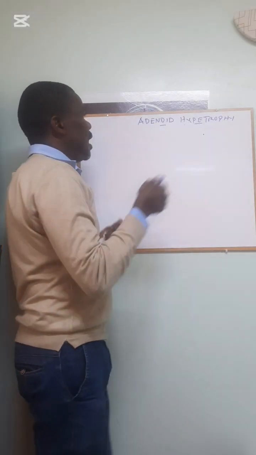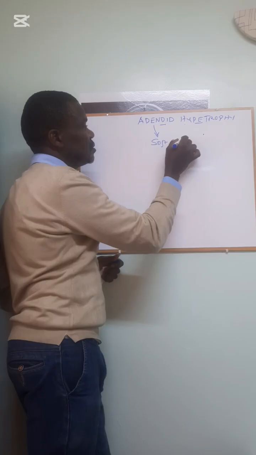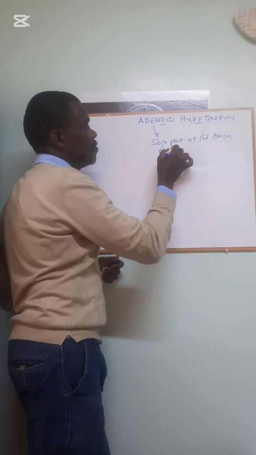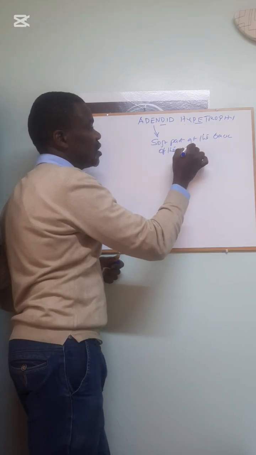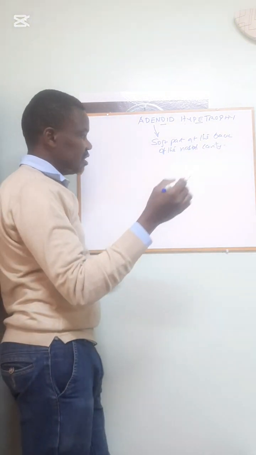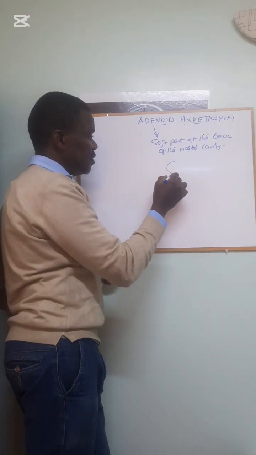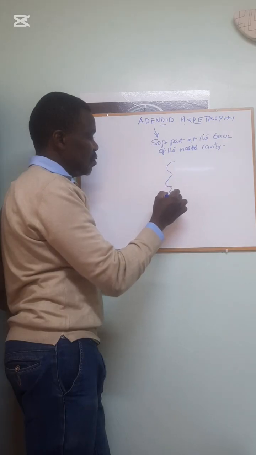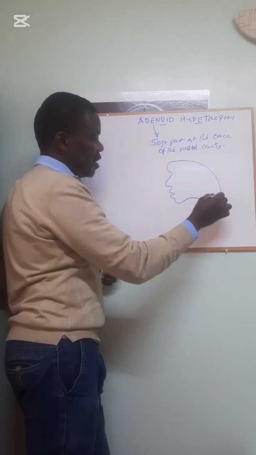Okay? Adenoid is a soft part at the back of the nose, at the back of the nasal cavity. Let us draw somebody here, and start with the eyes, then you come to the nose, then you come to the mouth, then that is the chin, that is the neck area, and that is the head.